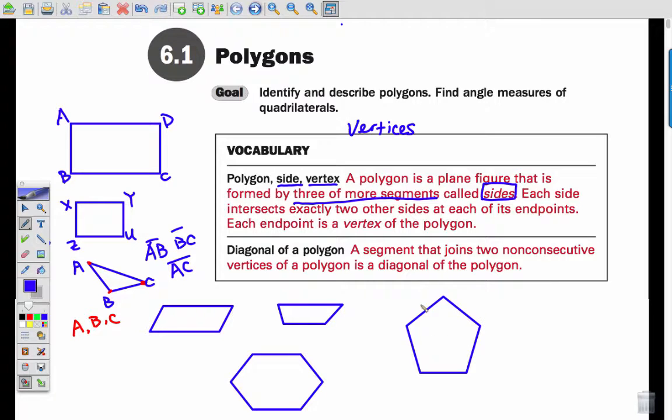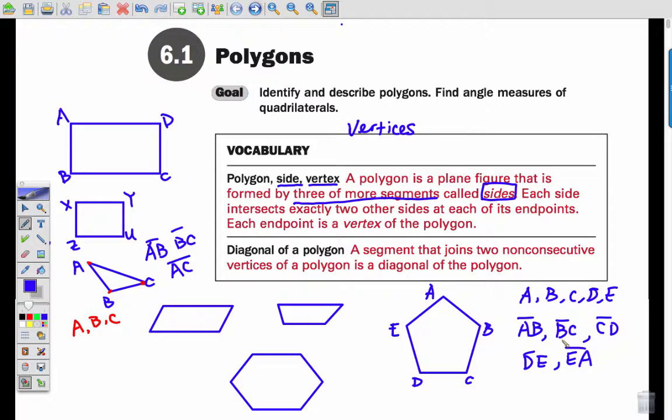So this one has five sides. If we want to label this one A, B, C, D, E, there are five vertices, and there should be five sides, and each side is a segment. AB, BC, CD, DE, and then finally EA. Okay, so that's the definition of polygon, side, and vertices.